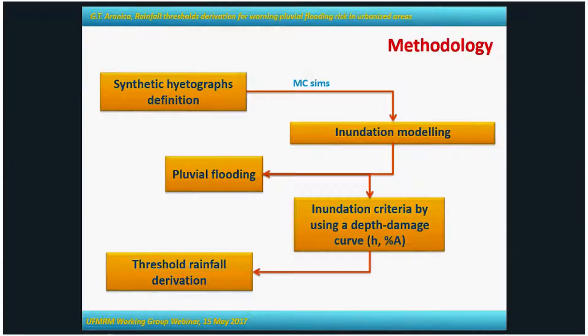The hyetographs are used as input to inundation modeling, so a model for surface inundation. These models return points of flooding, flooded area, water depth, velocity, and extension of flooded area, which can be used to see what happens in your area, and of course as input to the inundation criteria analysis, which in this case is based on the use of depth damage curves, so classical, based on the water depth damage and percentage of inundated area. And on the basis of this inundation criteria, you can recognize a single piece of information for each hyetograph given a specific initial criteria. This means the rainfall threshold derivation.